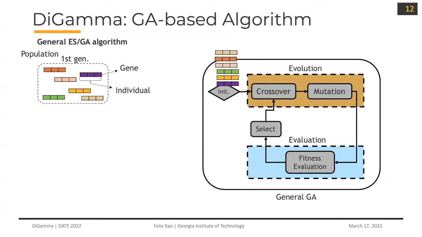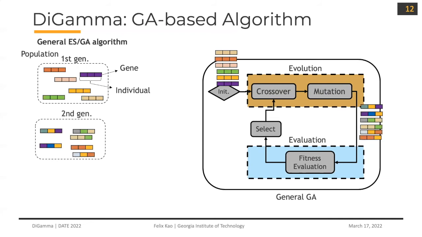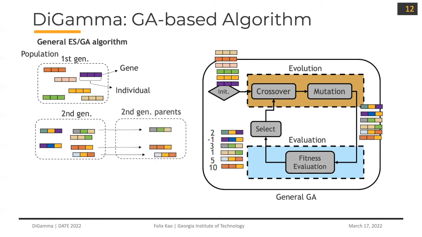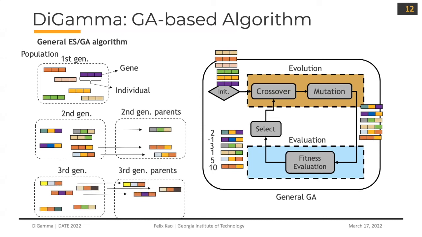So you will put this population into your evolution loop. And then you will use some genetic operators like crossover and mutation to perturb their genes. And you will select some good ones as the parents of the next generation. And the loop goes on until the algorithm converges.